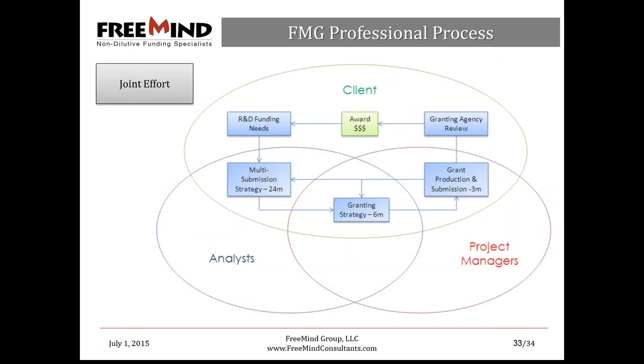And in a schematic view here, it usually starts at the upper left corner, the R&D funding needs of the client. We go through a multi-submission strategy, creating a long-term strategy. And then we create a sub-strategy, a granting strategy for the next few months. We carry that out, creating grant after grant after grant, submitting, review, and hopefully awards. And then round and round again we go. That is how we do it.